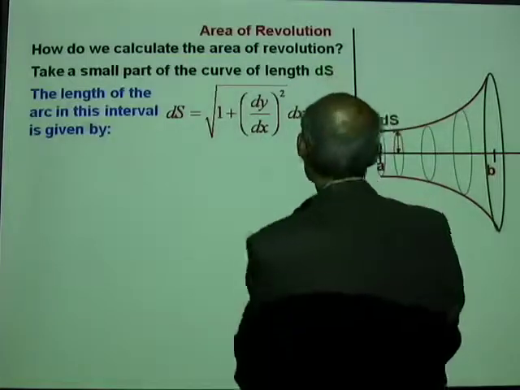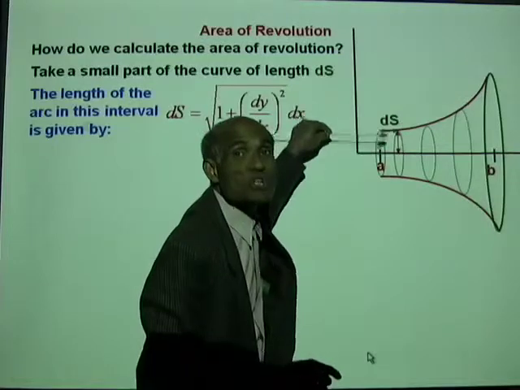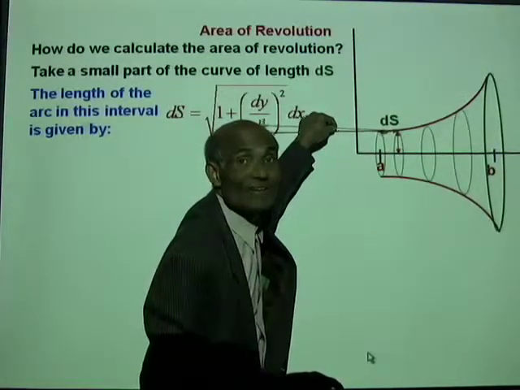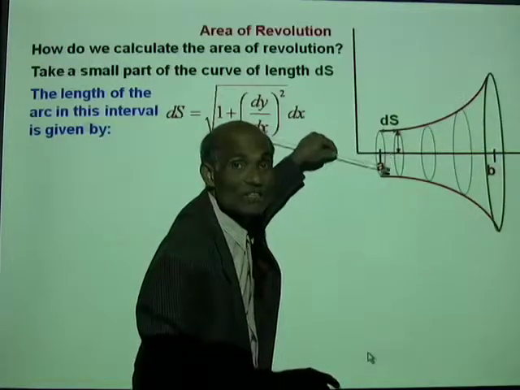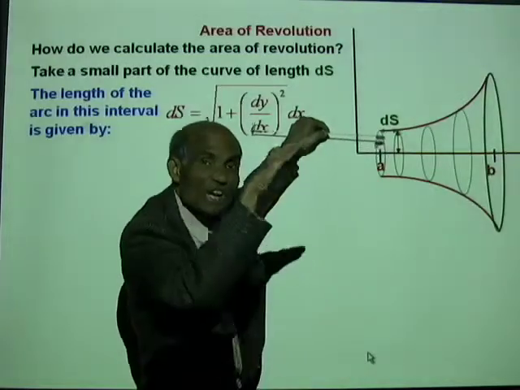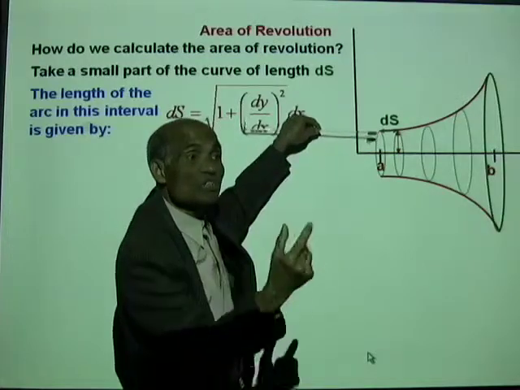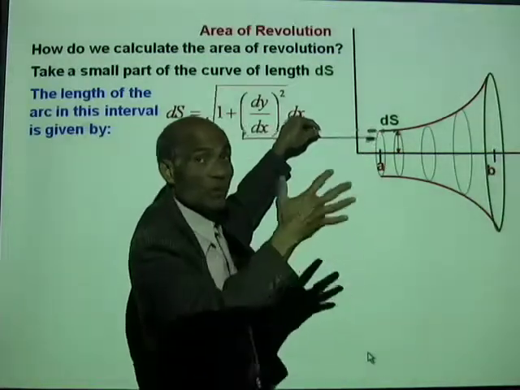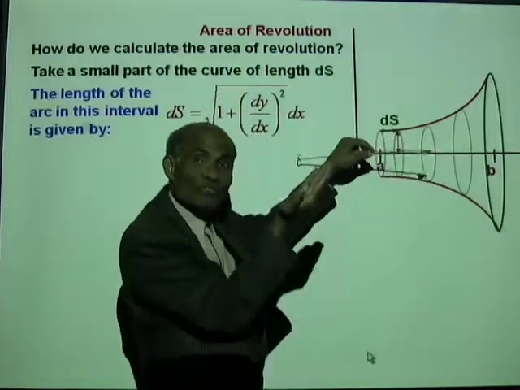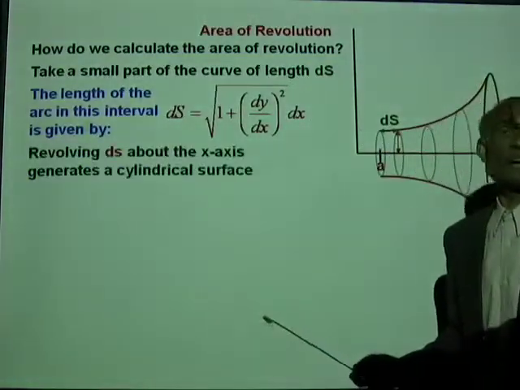Well, if you revolve just a point, you generate a circle. If you revolve a line of length ds, you are actually generating the surface of a disc-like structure. Is that right? That's right. You're actually generating the surface of a disc, not the whole disc, because the inside is hollow. The surface of a disc is what you generate by revolving that ds around the x-axis.